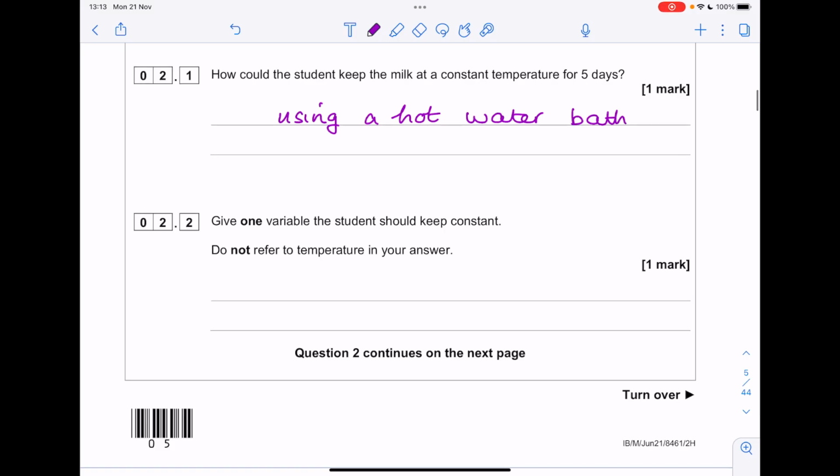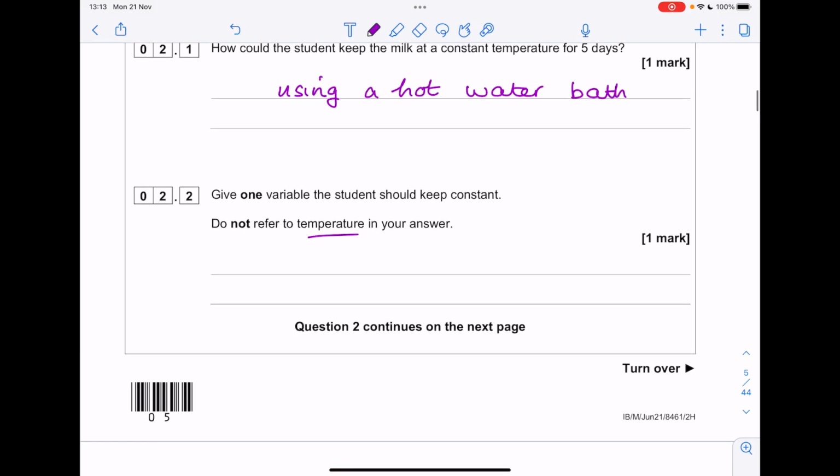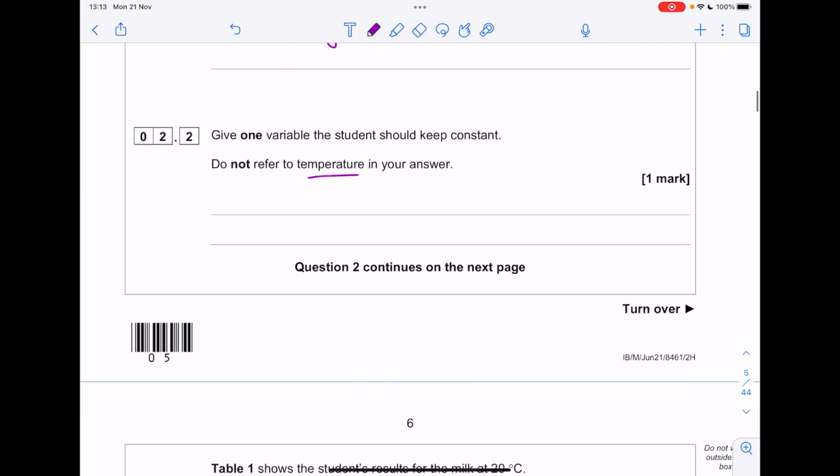Give one variable the student should keep constant. Do not refer to temperature in your answer. Well, you shouldn't, because that's after all what we're changing. So anything sensible here, such as the volume of milk, type of milk, whether it's semi-skim, cow's milk, oat milk. Let's go for volume of milk.